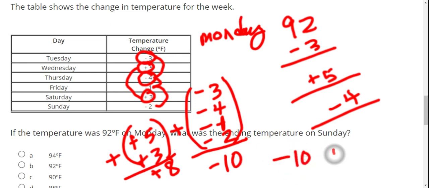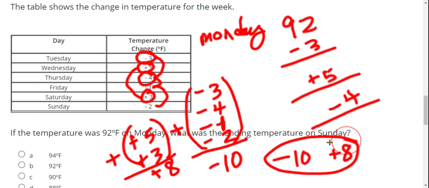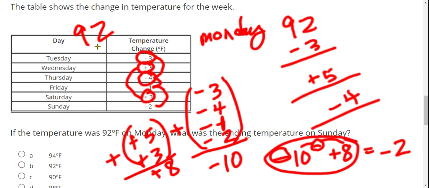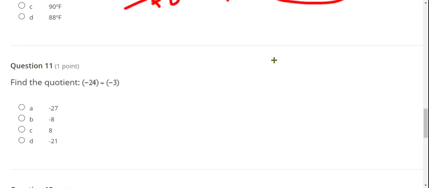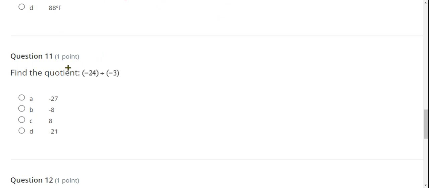So -10 and +8. Together, we're going to subtract these two numbers. 10 minus 8 is going to give us 2. There's more negatives, -2. So with all that going on, after everything changes, -2 degrees would be the final answer. Find the quotient means divide.